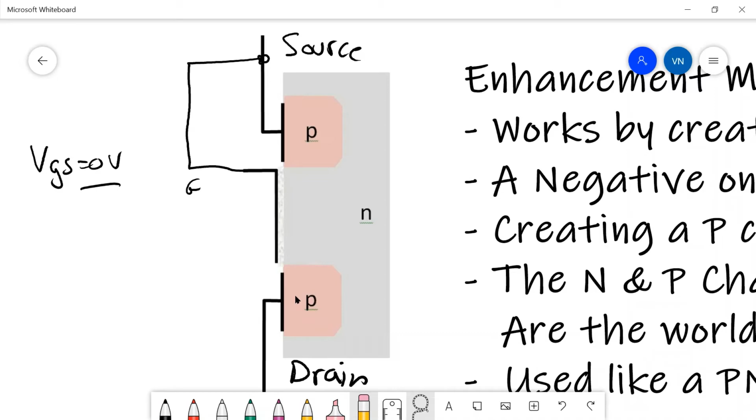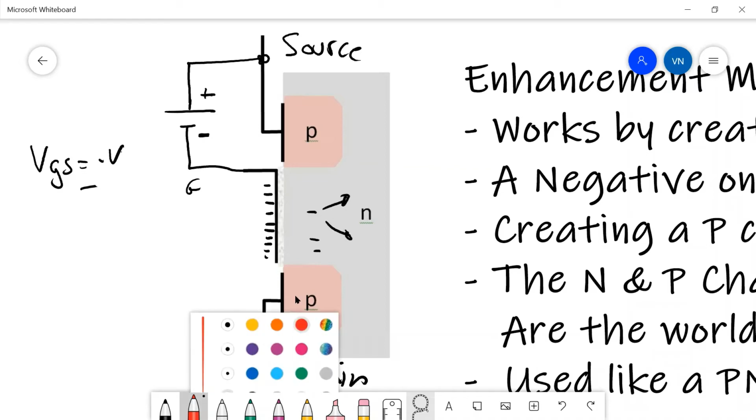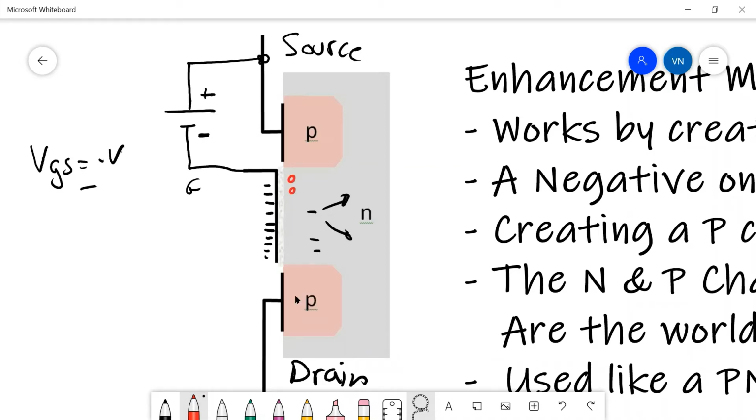We would create a channel by putting the correct voltage on the VGS, and we would apply a voltage like so. We'd apply a negative voltage to the gate. This is positive and this is negative, and so VGS in this case would be a negative voltage. And so we'd put a negative voltage on the gate here, and that would push the electrons out of this area, and it would draw in the holes, or it would create holes by ejecting the electrons out of the area.